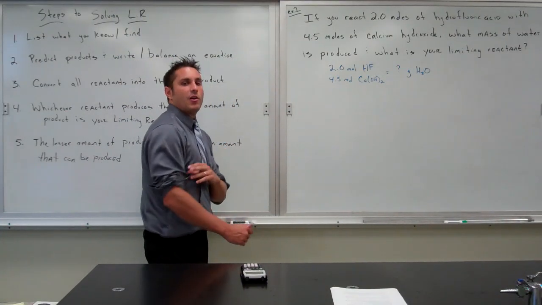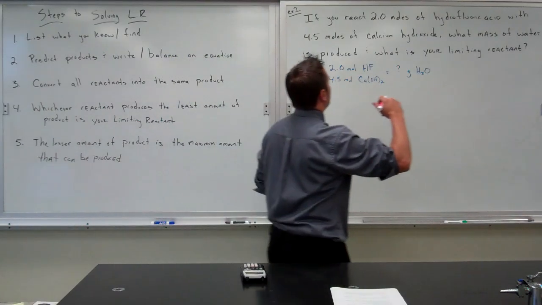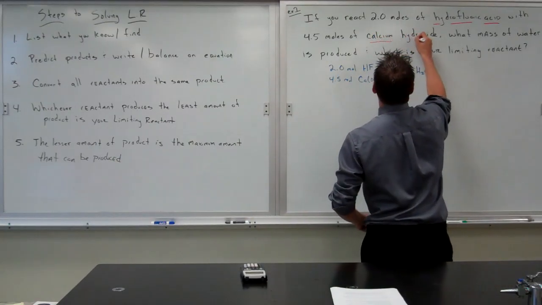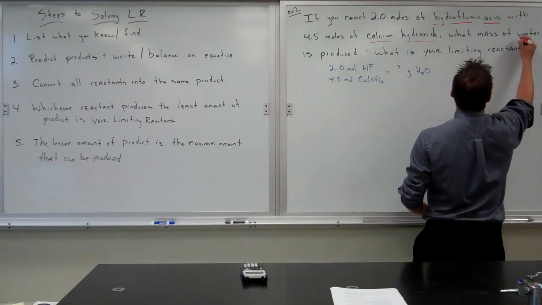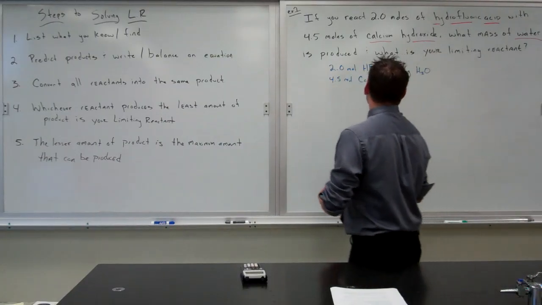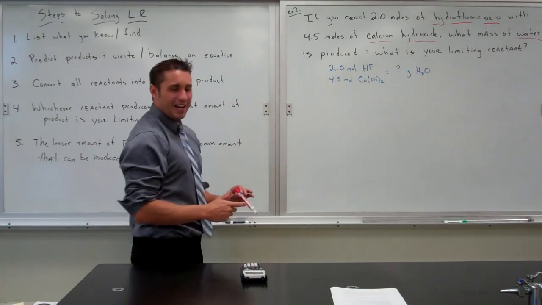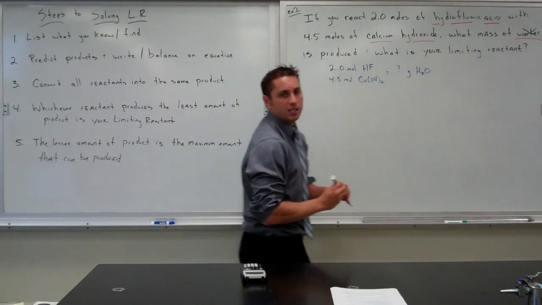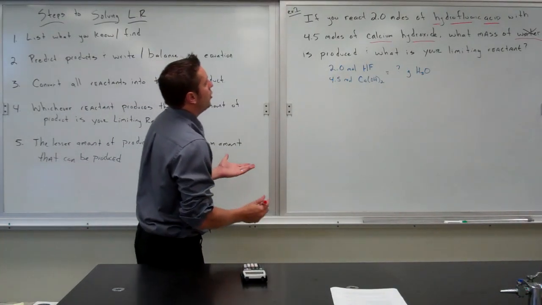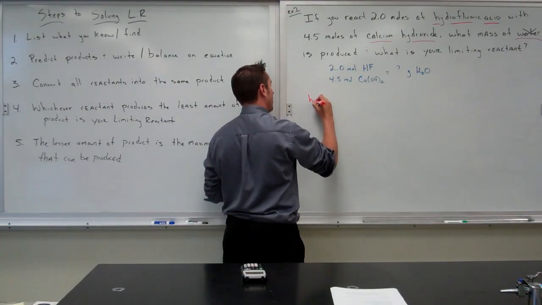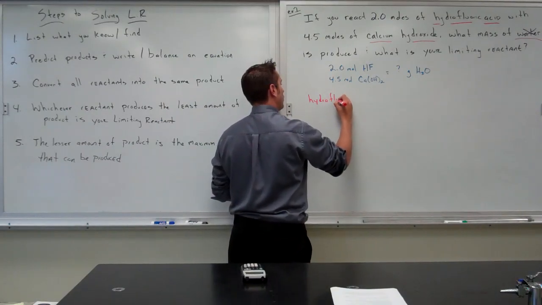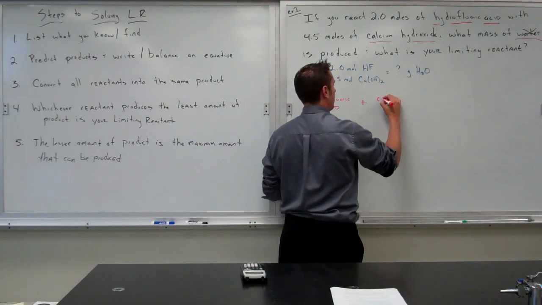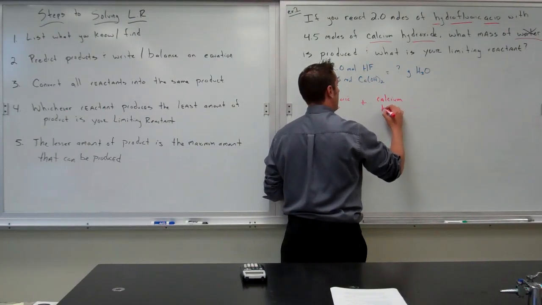So the next thing I do is I figure out what my reaction is. So I go up here and I underline things that look like they belong in an equation. So I would underline hydrofluoric acid, calcium hydroxide, and water. Then I would cross out anything that I believe to be a product, and sure enough, right after water is the words, is produced. So I list my reactants, which is hydrofluoric acid plus calcium hydroxide.